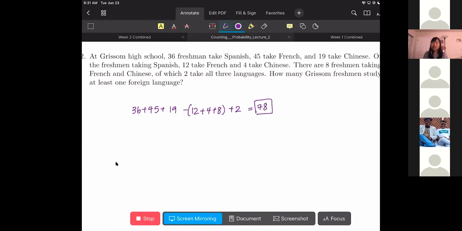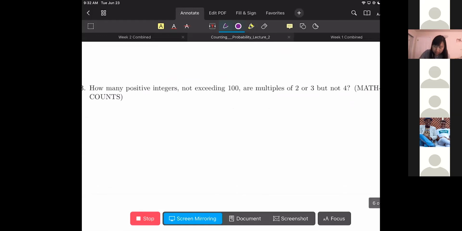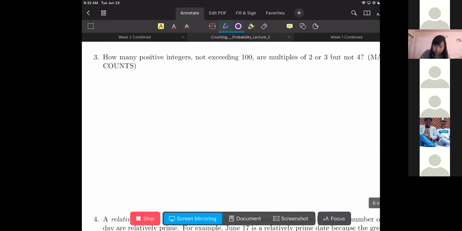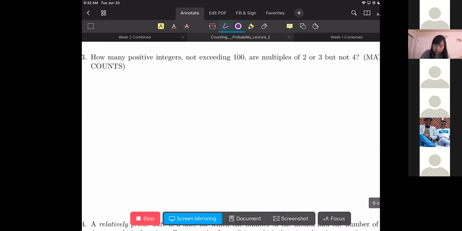All right. Anyone have any questions on these two? If not, we'll move to a different question. So here's one that's using the same principle, but it's a little bit less obviously principle of inclusion-exclusion. This one says, how many positive integers not exceeding 100 are multiples of 2 or 3, but not 4? So does anyone have any ideas on this?